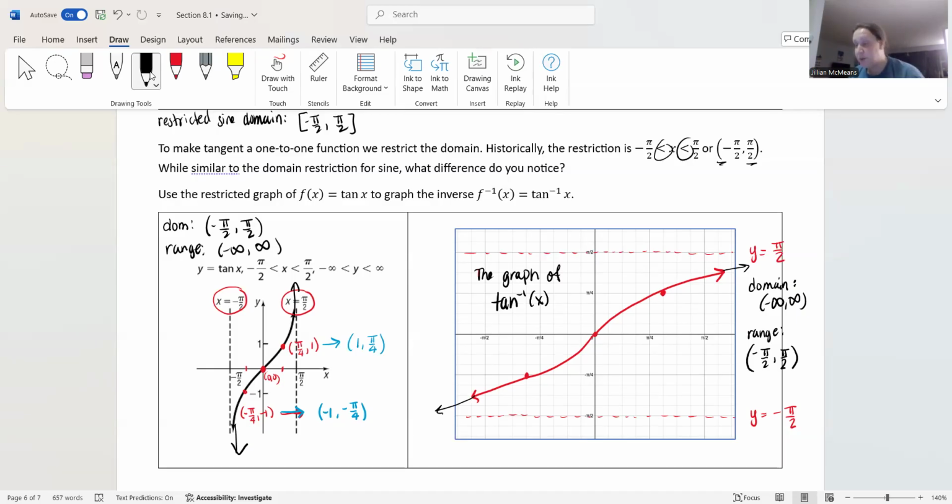Just please remember that when you're dealing with inverse tangent, the input is the ratio, and the output is an angle, but very specifically an angle from negative pi over 2 to pi over 2.